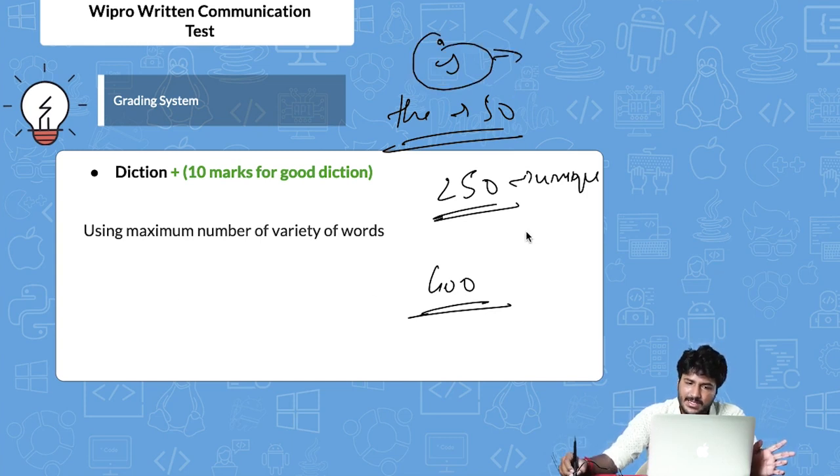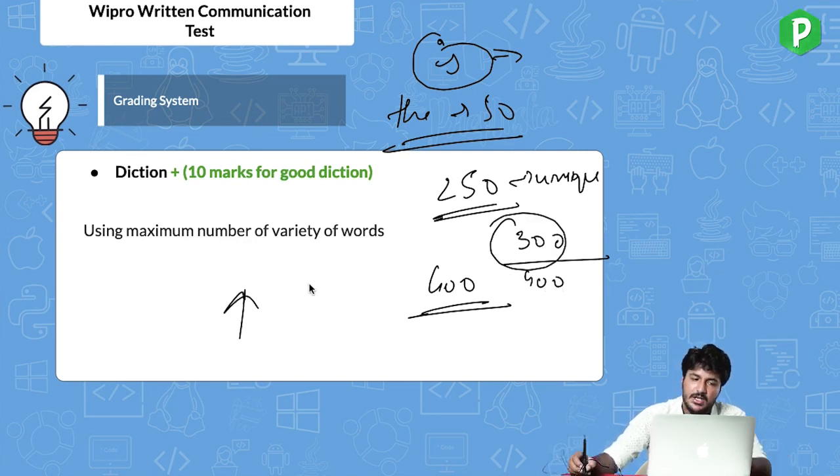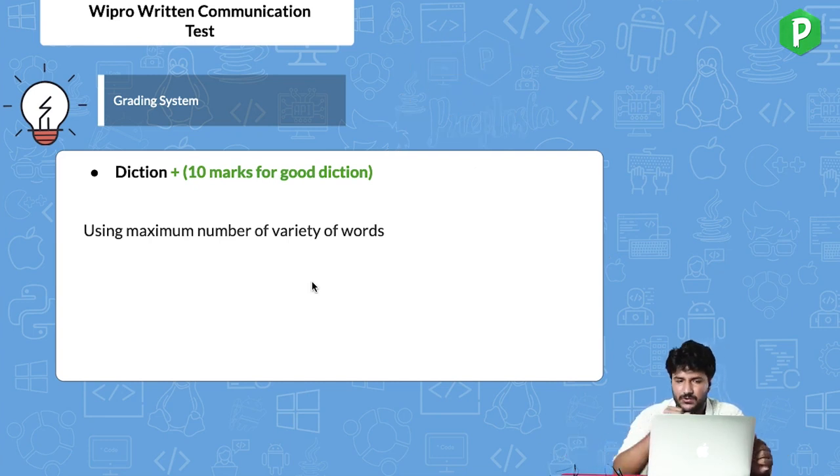So for example, if anybody has written 300 unique words out of 400, his diction is better. Better diction gives you higher marks. So try to use the maximum variety of words. This is what is going to give you better marks. You can use simple words which are unique, which have not been used in the paragraph, and in that case you are going to get better marks.